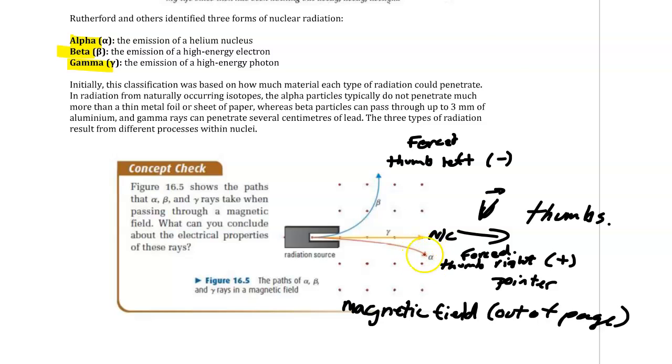The alpha particle deflects a lot less than the beta particle because the alpha particle has more mass. So with the force, here we're going to see a much larger radius of curvature.